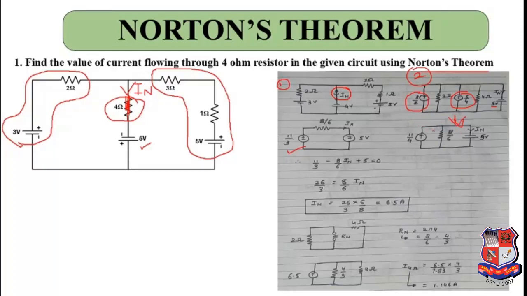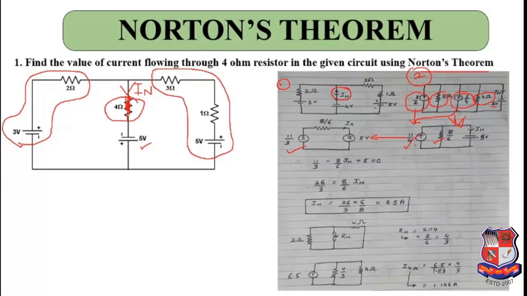So in this step you can see 11 by 4 will be the equivalent of 3 by 2 and 5 by 4, and in parallel to that, this 2 ohms and 4 ohms, their equivalent will be 8 by 6. So you will get this, and in parallel to that there will be a Norton's current and the 5 volt voltage source that was given here. So after that you have to come over here.